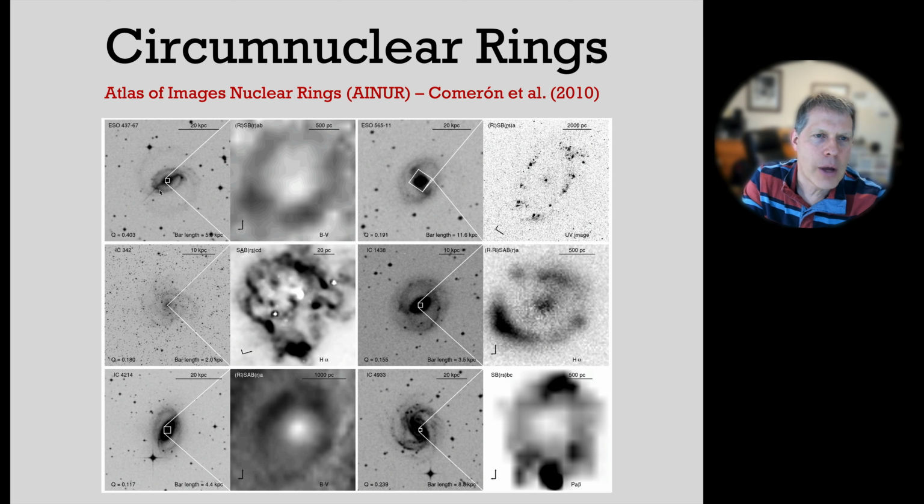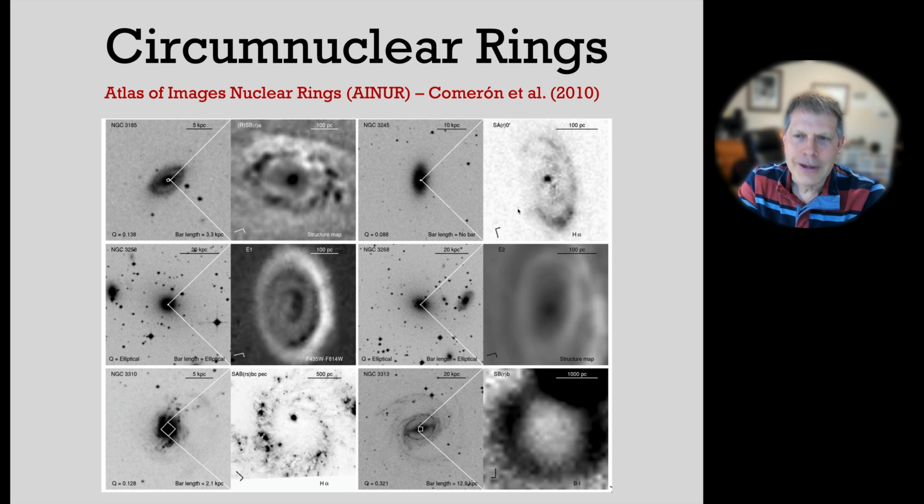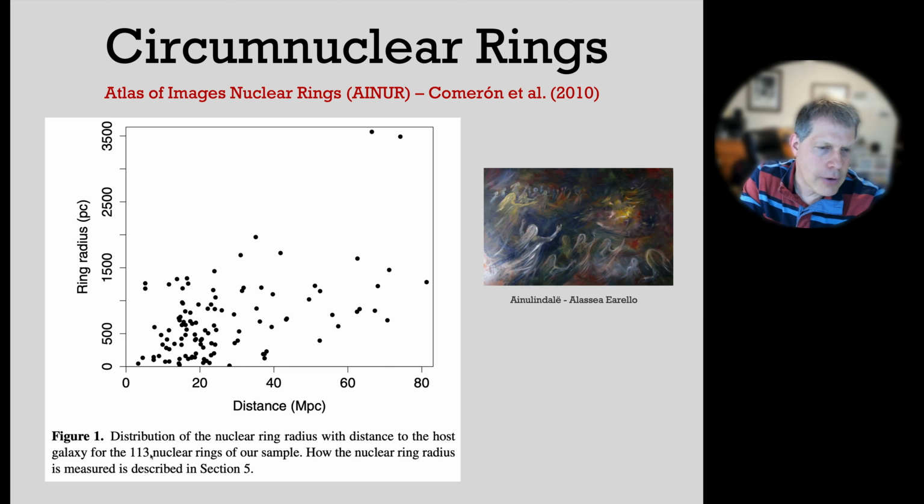In each one of these, you have a large-scale image of a galaxy, and then you zoom in on the circumnuclear ring region, so you can see the ring there, and there, and there, and there, and there, and there. And here are more beautiful examples. Here's a beautiful ring. There's a very nice ring there. There's one there and there. Here are more, in each one of these cases. And in fact, in this paper, they give a compilation of 113 nuclear rings.